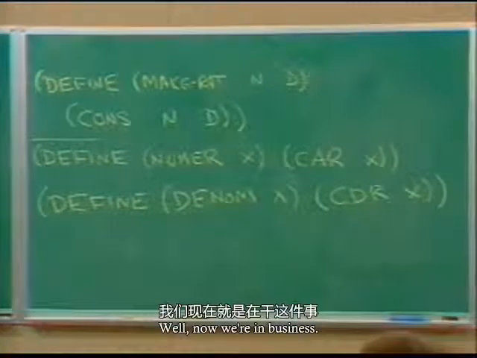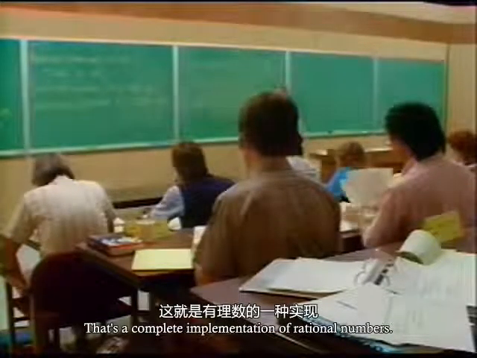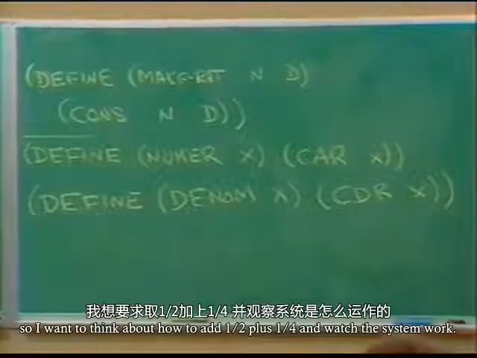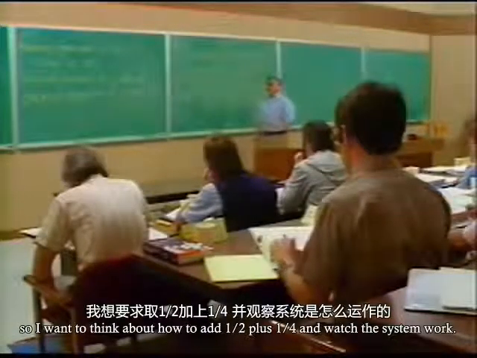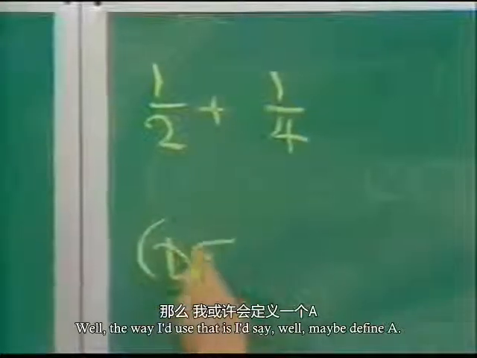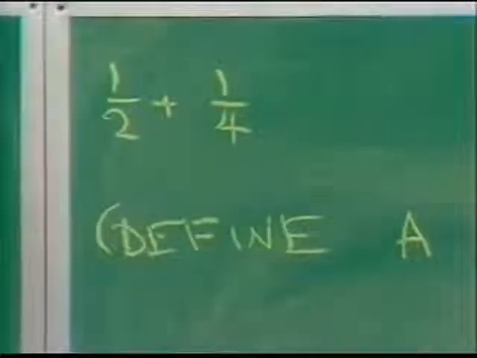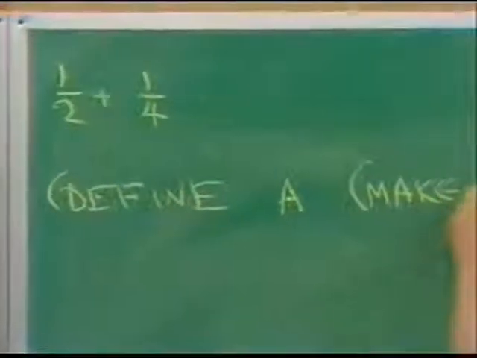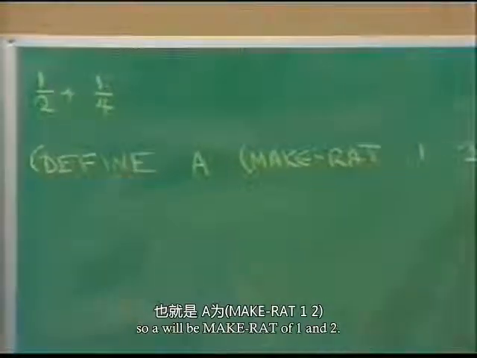Okay. Well, now we're in business, right? That's a complete implementation of rational numbers. Let's use it. Suppose I want to think about how to add 1/2 plus 1/4, and watch the system work. Well, the way I'd use that is I'd define A. I have to make a 1/2. Well, that's a rational number with numerator 1 and denominator 2. So A will be make-rat of 1 and 2.